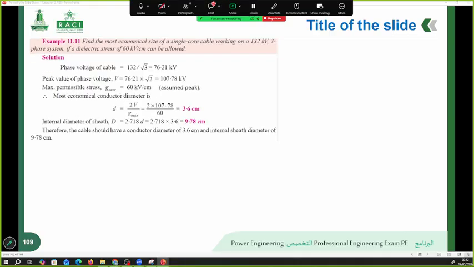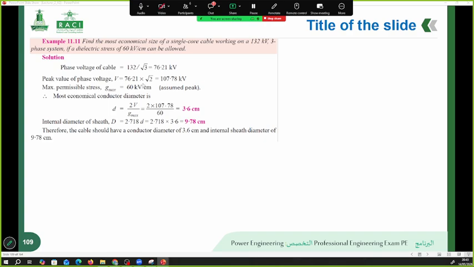This is another example. Find the most economical size of a single core cable working on a 132 kilovolt three-phase system, if a dielectric stress of 60 kilovolt per centimeter can be allowed. So again, the phase voltage of the cable can be calculated based on this. So this is the peak value of the phase voltage.